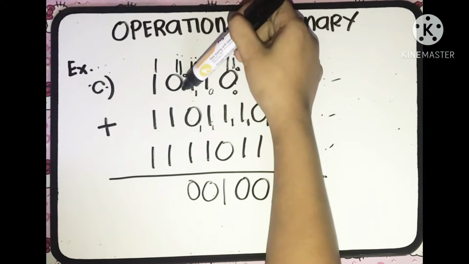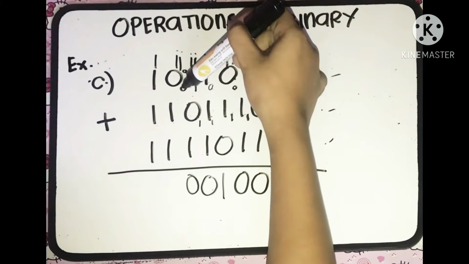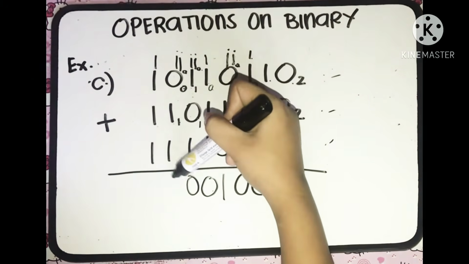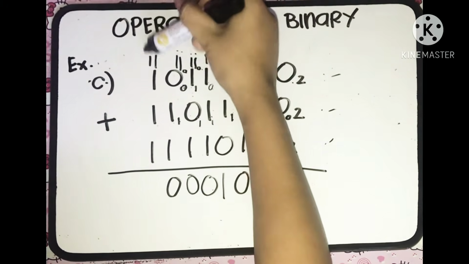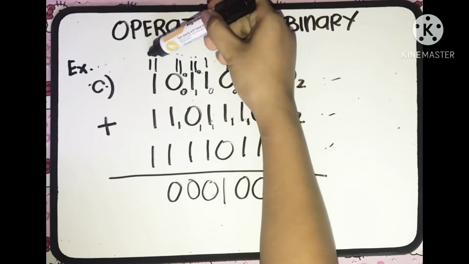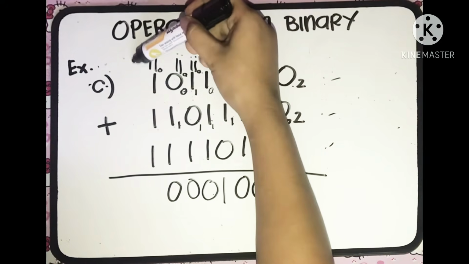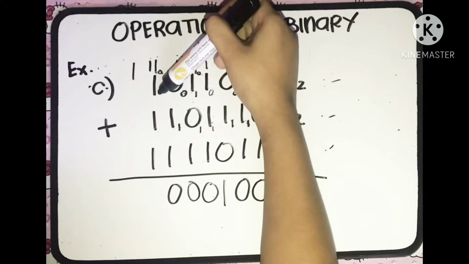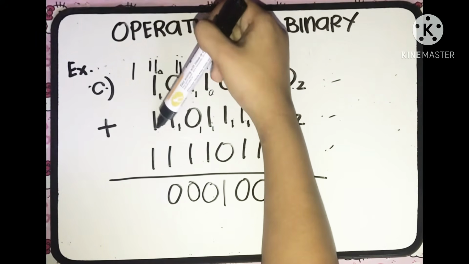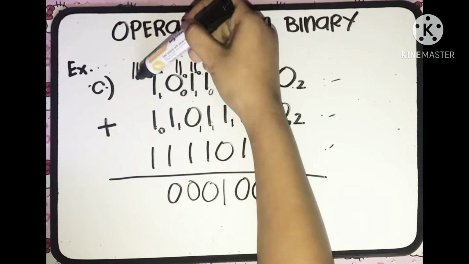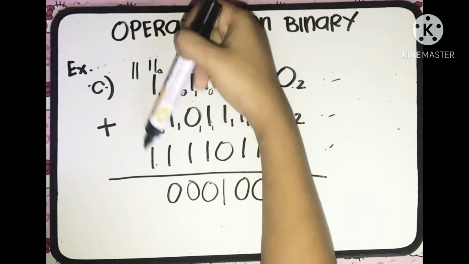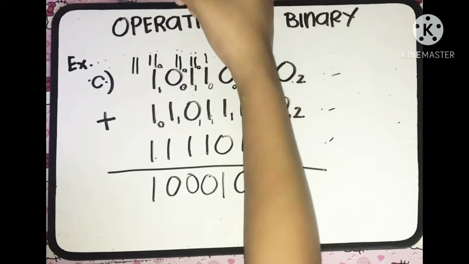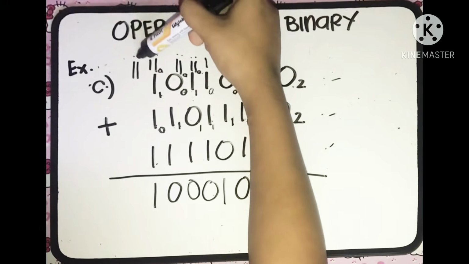Then 0 plus 0 is equal to 0. 0 plus 1 is equal to 1. Then 1 plus 1 is equal to 0, carry 1. Add the carry ulit. 1 plus 1, 0, carry 1. Let it hang. Then we have 0 plus 1, which is equal to 1. Then 1 plus 1, 0, carry 1. Then we have 0 plus 1, which is equal to 1. And lastly, meron tayong dalawang carry. So pag-addin lang natin sila.